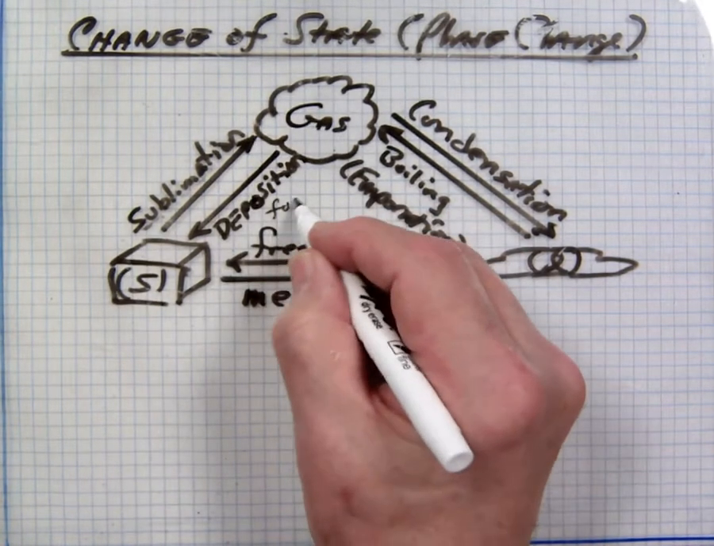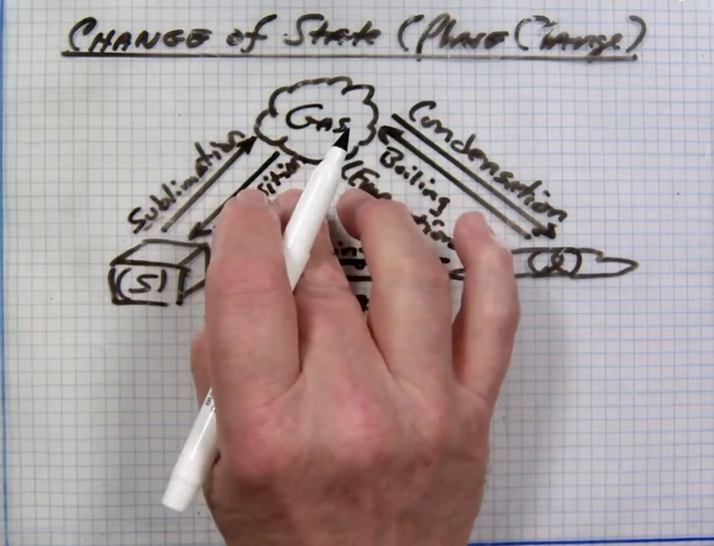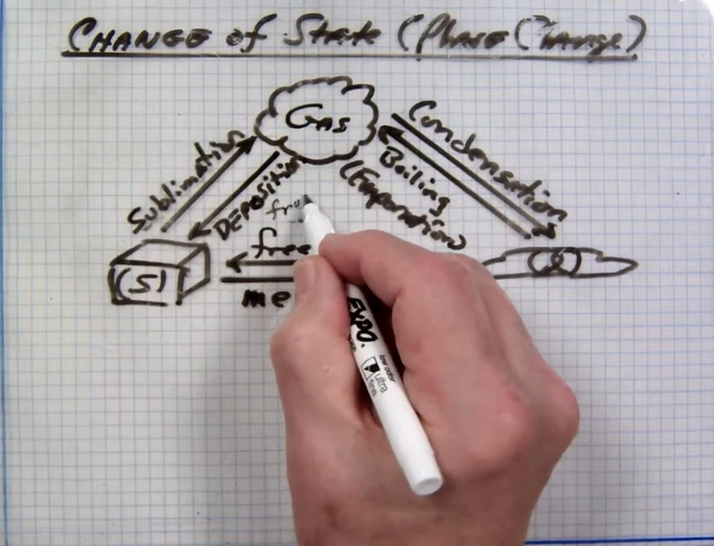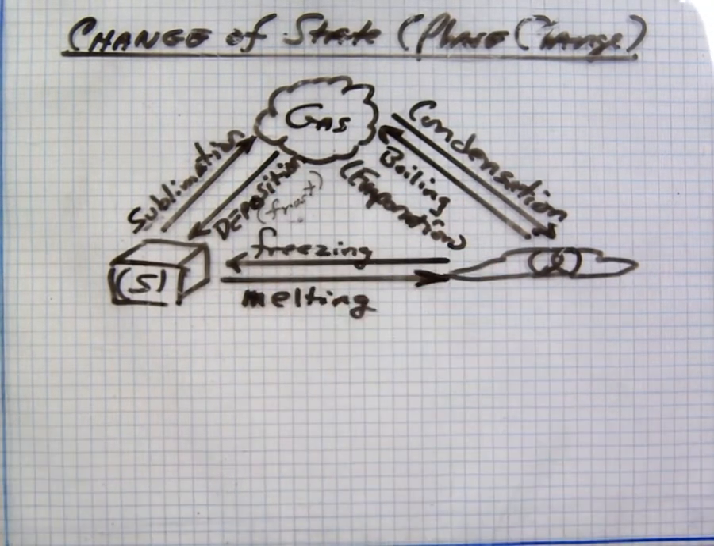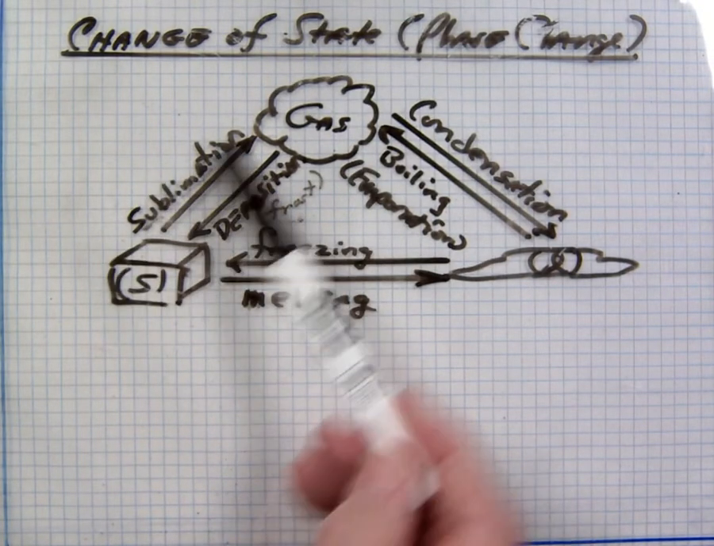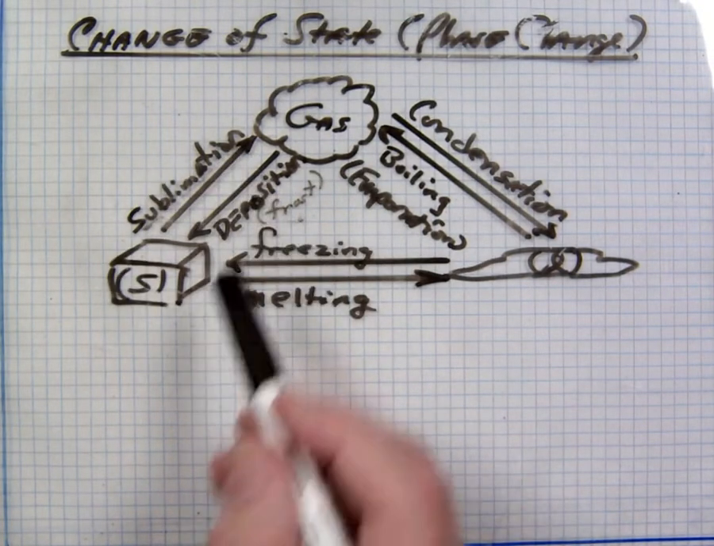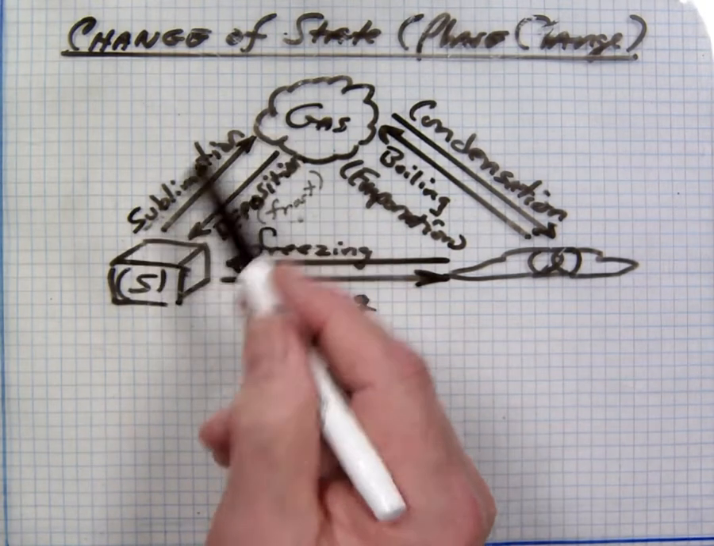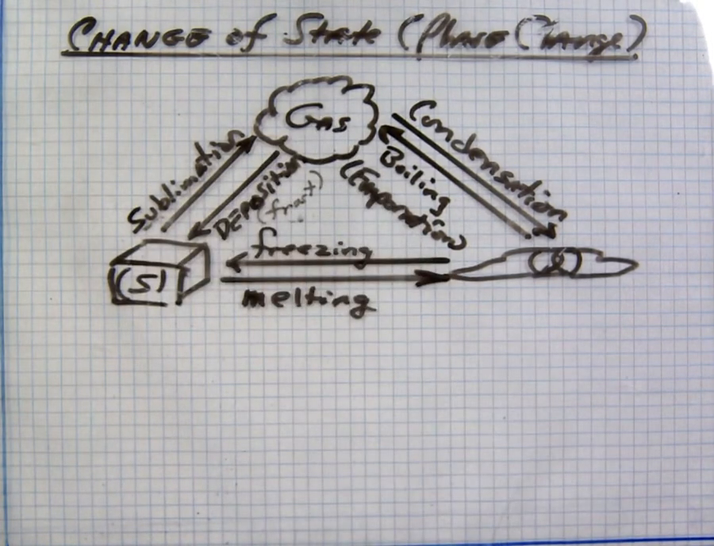Frost, F-R-O-S-T, is a good example for deposition. And a lot of times substances are purified by evaporating solids.